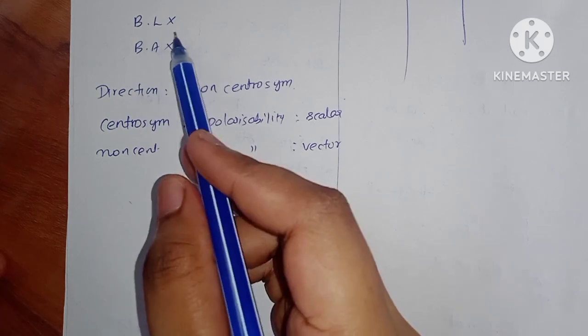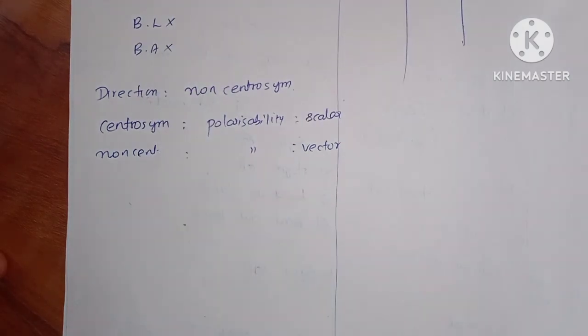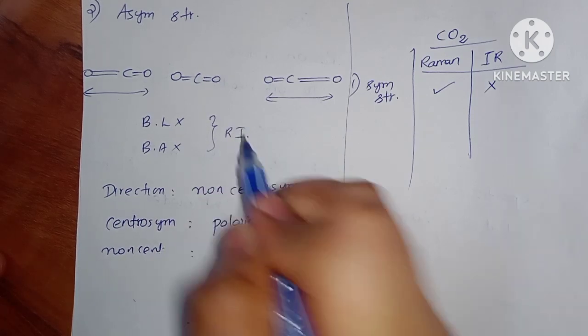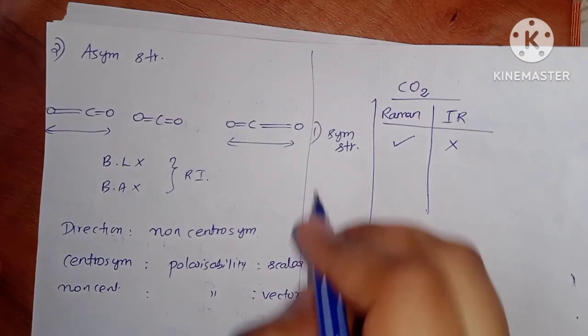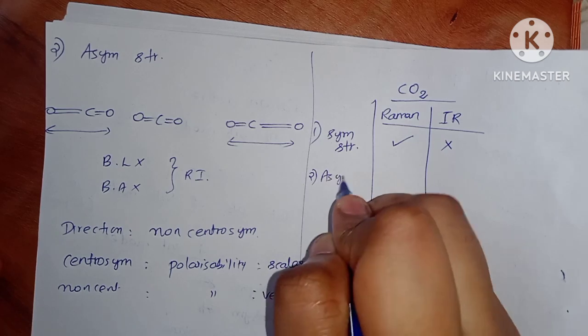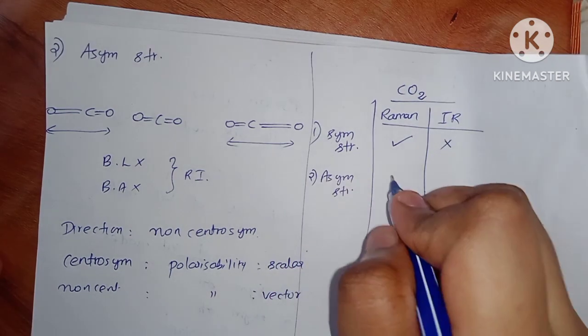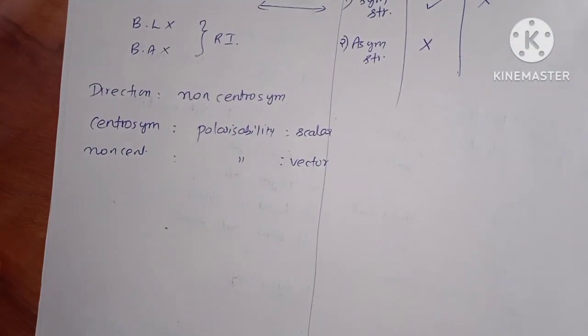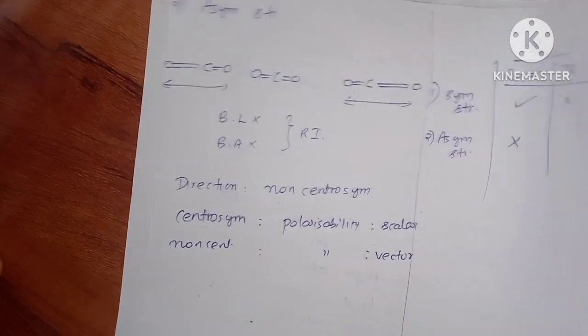So there is no change in bond length, so there is no change in bond angle also, which means the molecule is Raman inactive. So we can say the asymmetric stretching mode of CO2 molecule is Raman inactive. And now we have to check whether it is IR active or not. That we have already discussed.